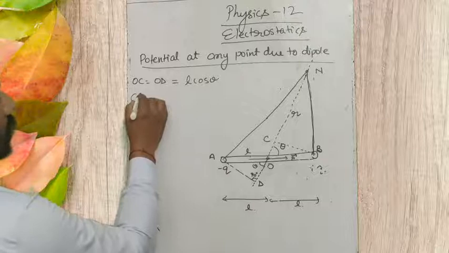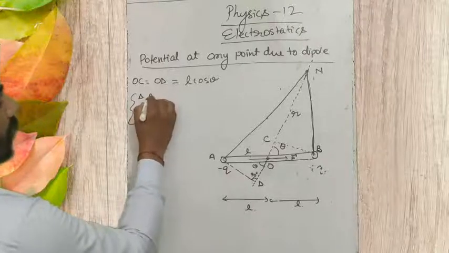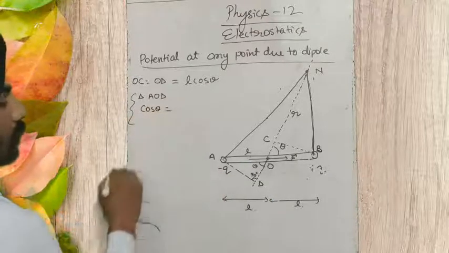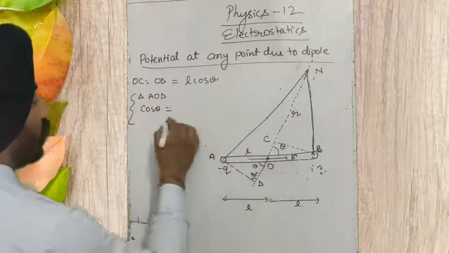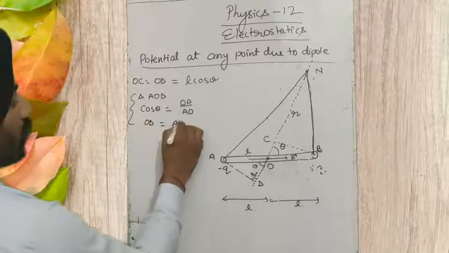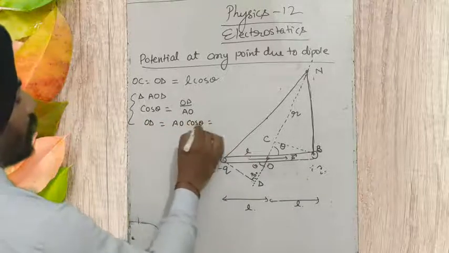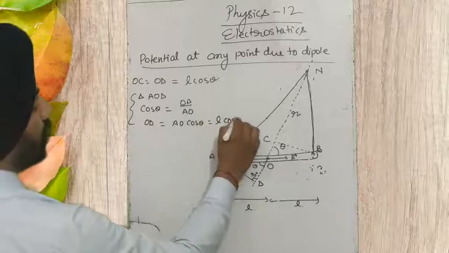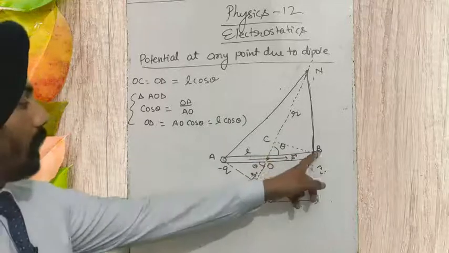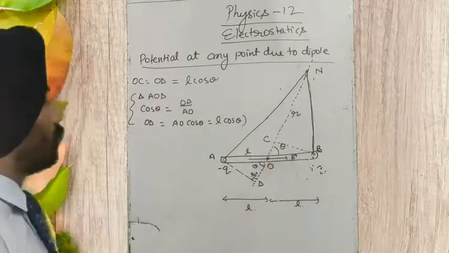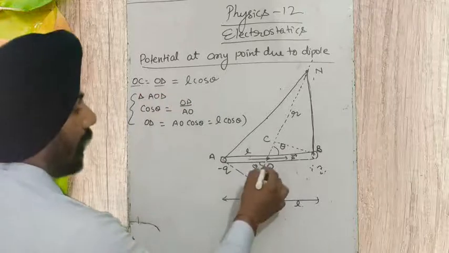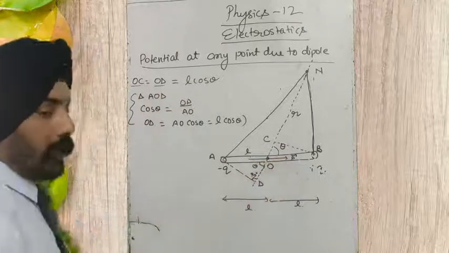Taking triangle AOD, cos theta will be equal to OD upon AO. So OD will be equal to AO cos theta, and where AO is L, it will be L cos theta. Similarly, when we calculate this value for triangle BCO, the same value will come, that is L cos theta. So now we have the values of OC and OD, that is L cos theta.